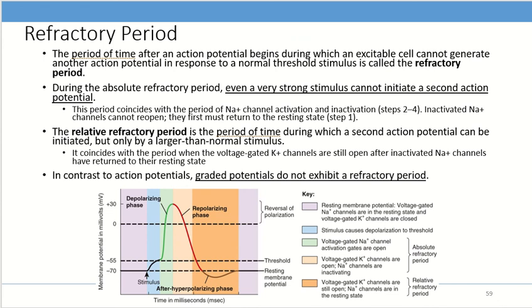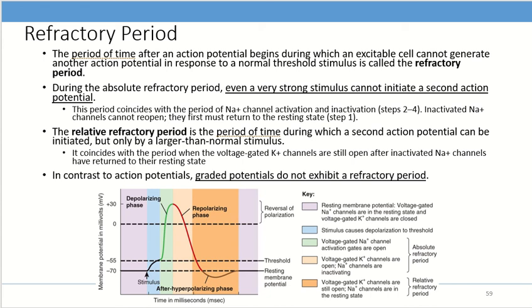So the period of time after an action potential begins, during which an excitable cell cannot generate another action potential in response to a normal threshold stimulus, is called a refractory period. During the absolute refractory period, even a very strong stimulus is not going to be able to initiate a second action potential. No matter what you do during that refractory period, you're not going to be able to spark up another action potential.